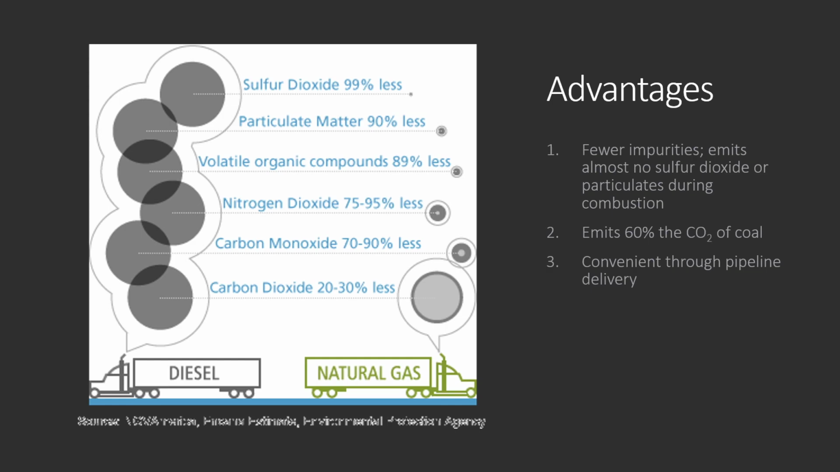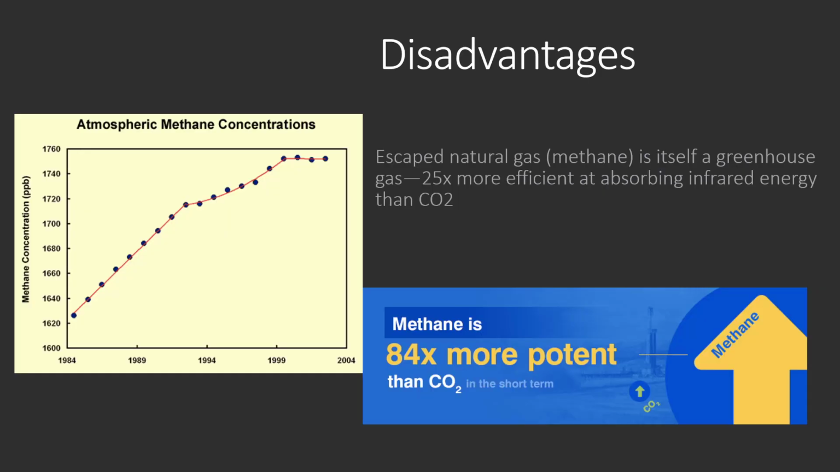The problem, of course, is it's very light, and if it is released, it will create more global warming. So some of the disadvantages is that, like I said, natural gas in itself is a greenhouse gas, and it's 25 times more efficient at absorbing energy in the atmosphere than carbon dioxide. So in the short term, it's 84 times more potent.